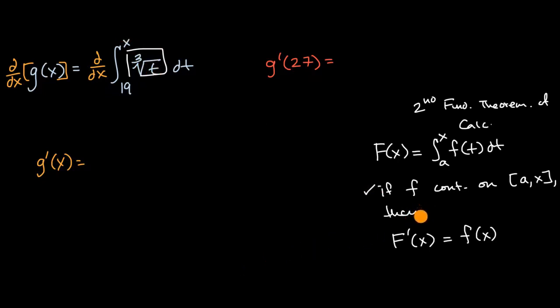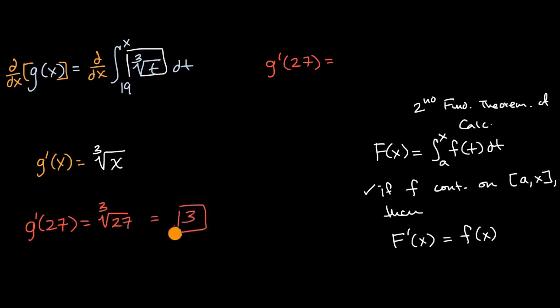And so then we could just say, all right, then the derivative of all of this is just going to be this inner function replacing t with x. So we're going to get the cube root. Instead of the cube root of t, you're going to get the cube root of x. And so we can go back to our original question. What is g prime of 27 going to be equal to? Well, it's going to be equal to the cube root of 27, which is, of course, equal to 3. And we're done.